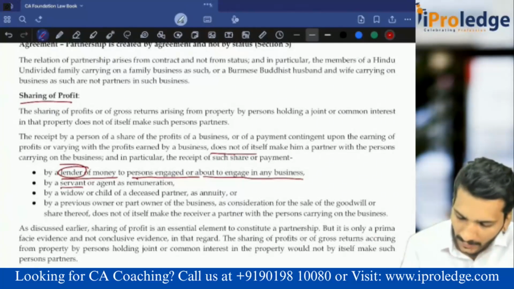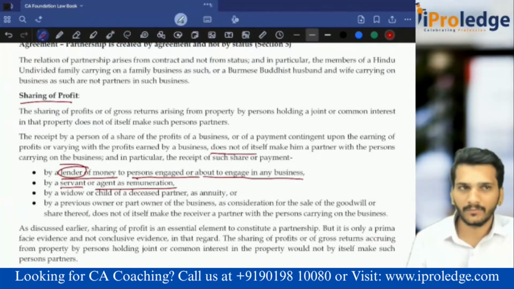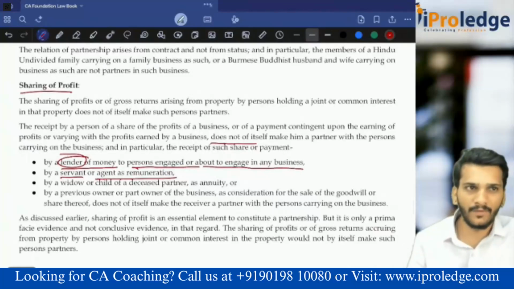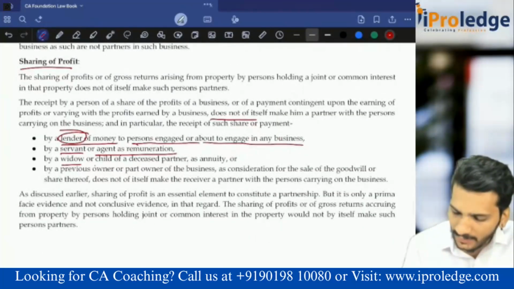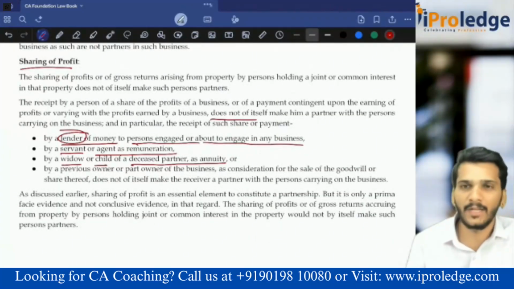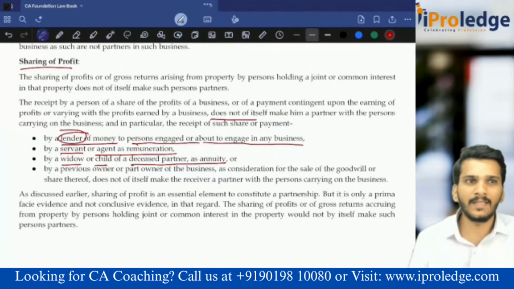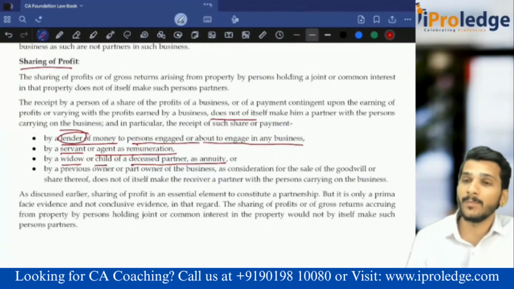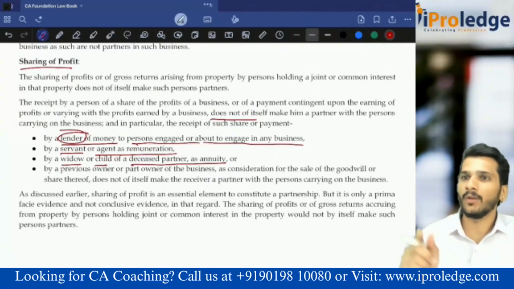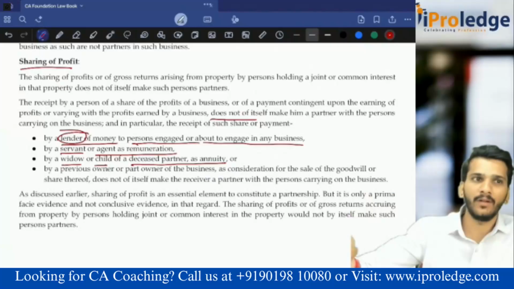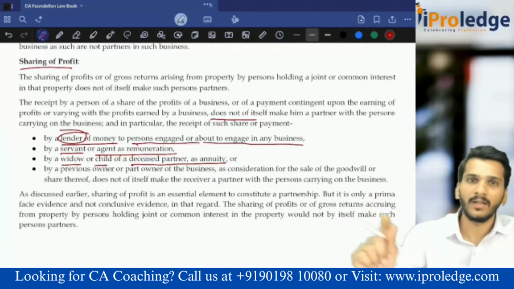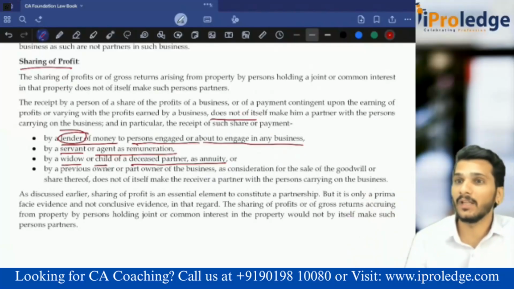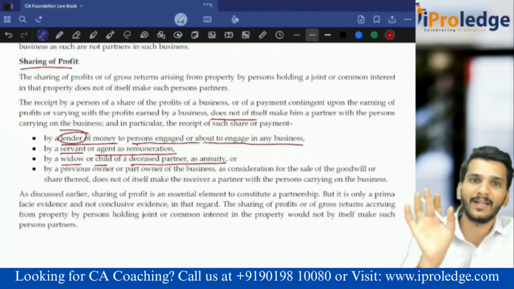Then a servant or agent as remuneration, because the agent is acting on behalf of the partnership firm only. And a widow or child of a deceased partner as an annuity. That means if somebody is a partner and when he dies, if it is there in the partnership deed, then there is a provision to pay a certain amount of money to the widow, that means the wife and children of the deceased partner. If it is not mentioned, then you can pay one goodwill amount directly.